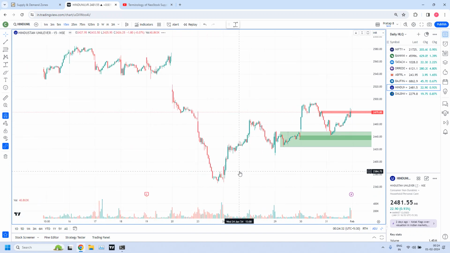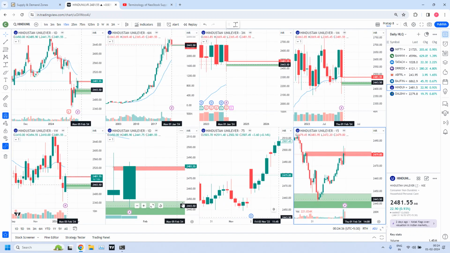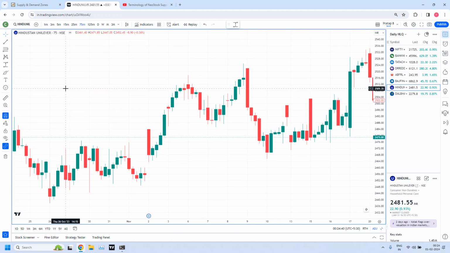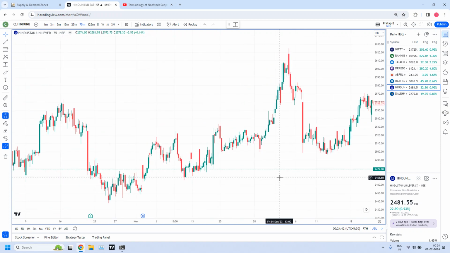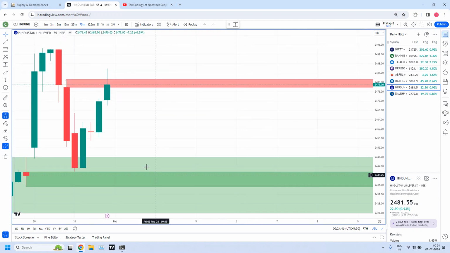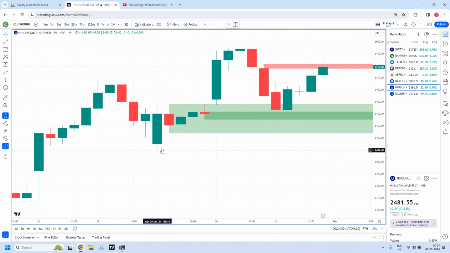And next one is Hindustan Unilever. In Hindustan Unilever, this is also a 75 minutes demand zone. Let me show you the 75 minutes demand zone. So this is the one. We have a rally candle, 1, 2, 3, 4 base candles and a rally candle with a pro gap.